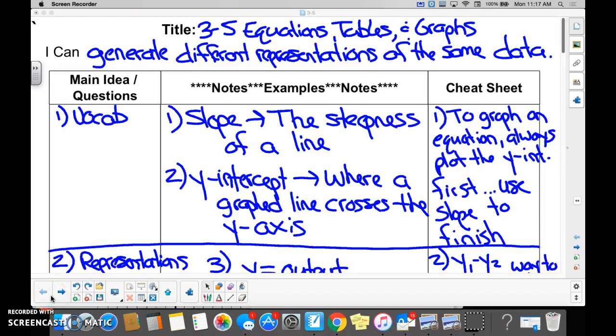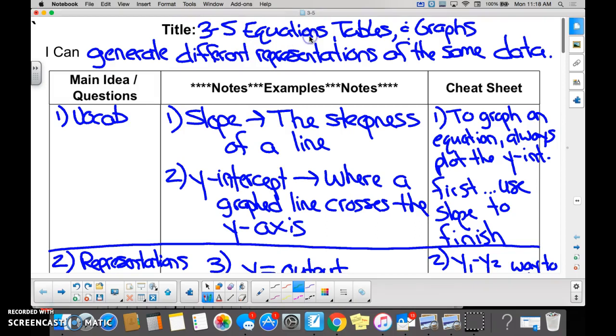5. Equations, tables, and graphs. I can generate different representations of the same data. Awesome. So we have equations, tables, and graphs. If I give you an equation, you should be able to spit out a table and a graph.